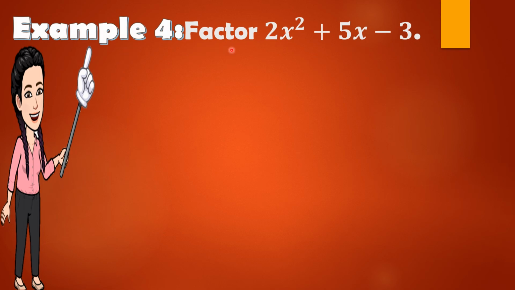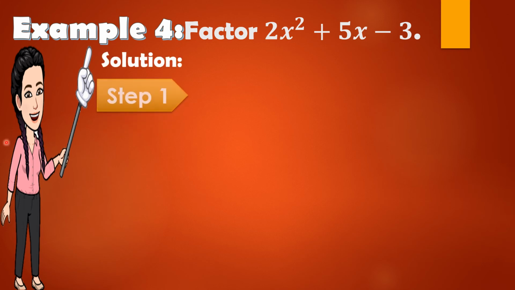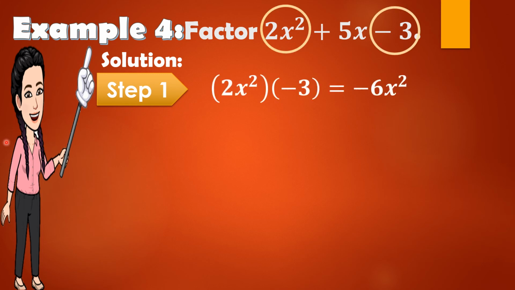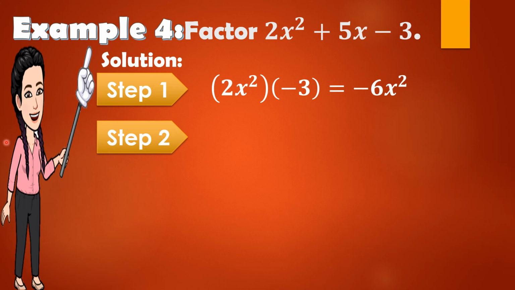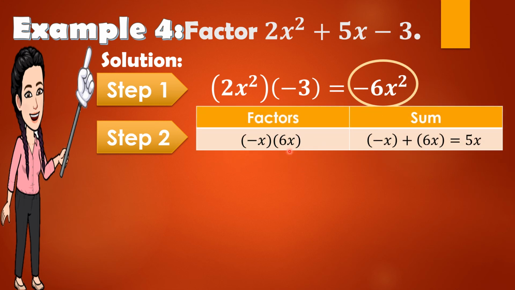Last example, factor 2x squared plus 5x minus 3. First step, get the product of 2x squared and negative 3. So the answer is negative 6x squared. Then, think of factors ng negative 6x squared na ang magiging sum ay 5x. So for this example, ang factors ng negative 6x squared na may sum na 5x ay negative x at 6x. So negative x times 6x is equal to negative 6x squared, then negative x plus 6x is equal to 5x.